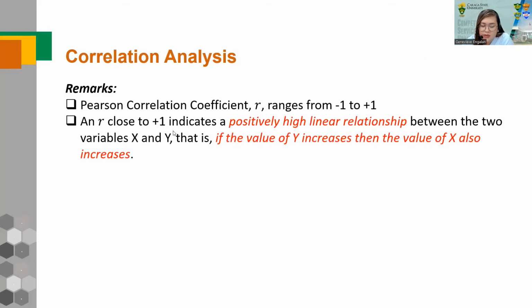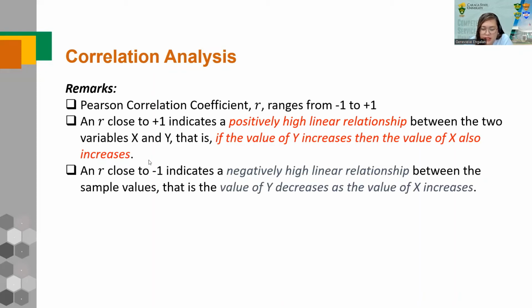So, an R close to +1 indicates a positively high linear relationship between the two variables x and y. So, that is, if the value of y increases, then the value of x also increases. Okay, so ingon ana na siya, no? Kung, again, pag positive or duol siya sa +1, naa tay positively high linear relationship between the two variables x and y. So, kung mag-increase ang y, mag-increase pod ang x.